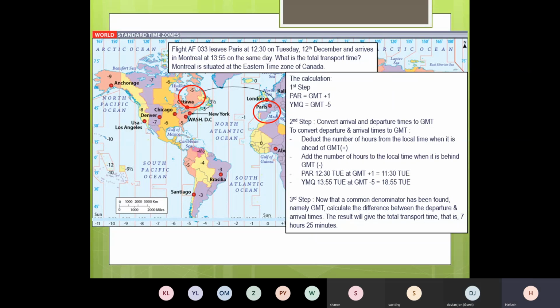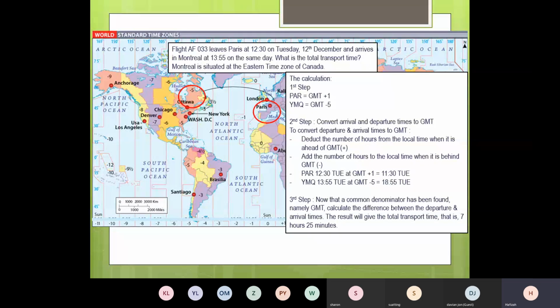Okay, just now we only plus or minus the GMT to calculate the zone. But now what we want to know is the total transport time. For example, if you travel to Indonesia and take a flight from Penang at 12, you may arrive in Indonesia also at 12.